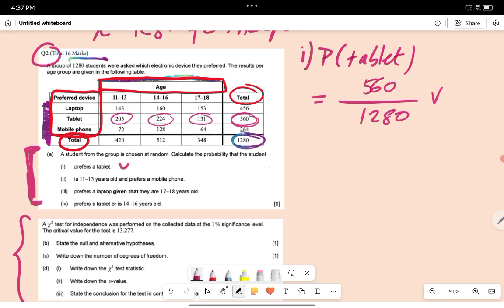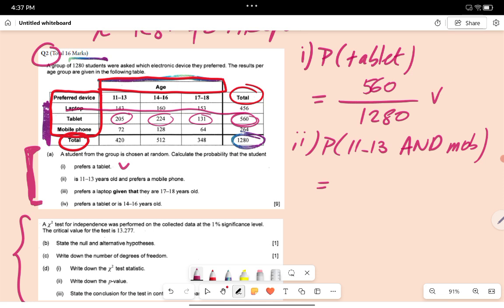Then, second, what is the probability that the student is 11 to 13 years old and prefers a mobile phone? So we're gonna write that down. That means 11 to 13 and mobile. So we're gonna have a look. We actually need to be 11 to 13. So we are in this row, right? We are between 11 and 13. Sorry, so let me just delete this. We are up here, sorry for that, 11 to 13.